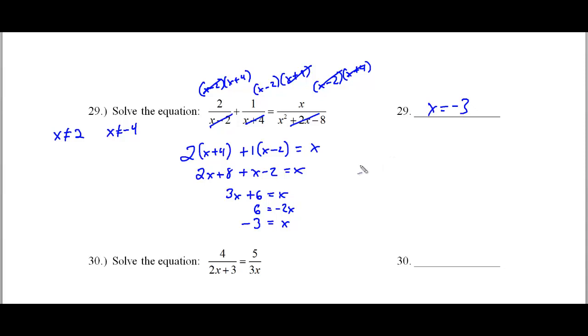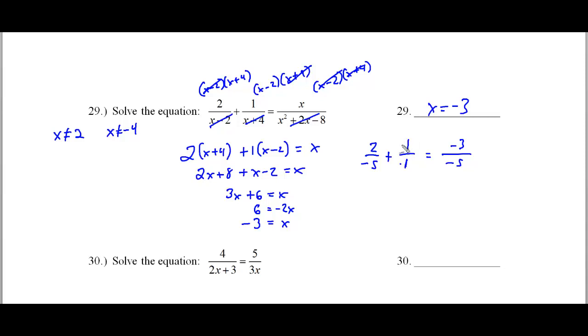I can plug my negative 3 back into my problem. So 2 over negative 3 minus 2 is negative 5. Plus 1 over negative 3 plus 4, which is positive 1. And here I got negative 3 over, and if I plug this in, negative 3 squared is 9, minus 6, minus 8. So 9 minus 6 is 3, minus 8 is negative 5. And lo and behold, looks like we have some work here, because what this gives us is, let's see, I got 2 and 1 over 1.